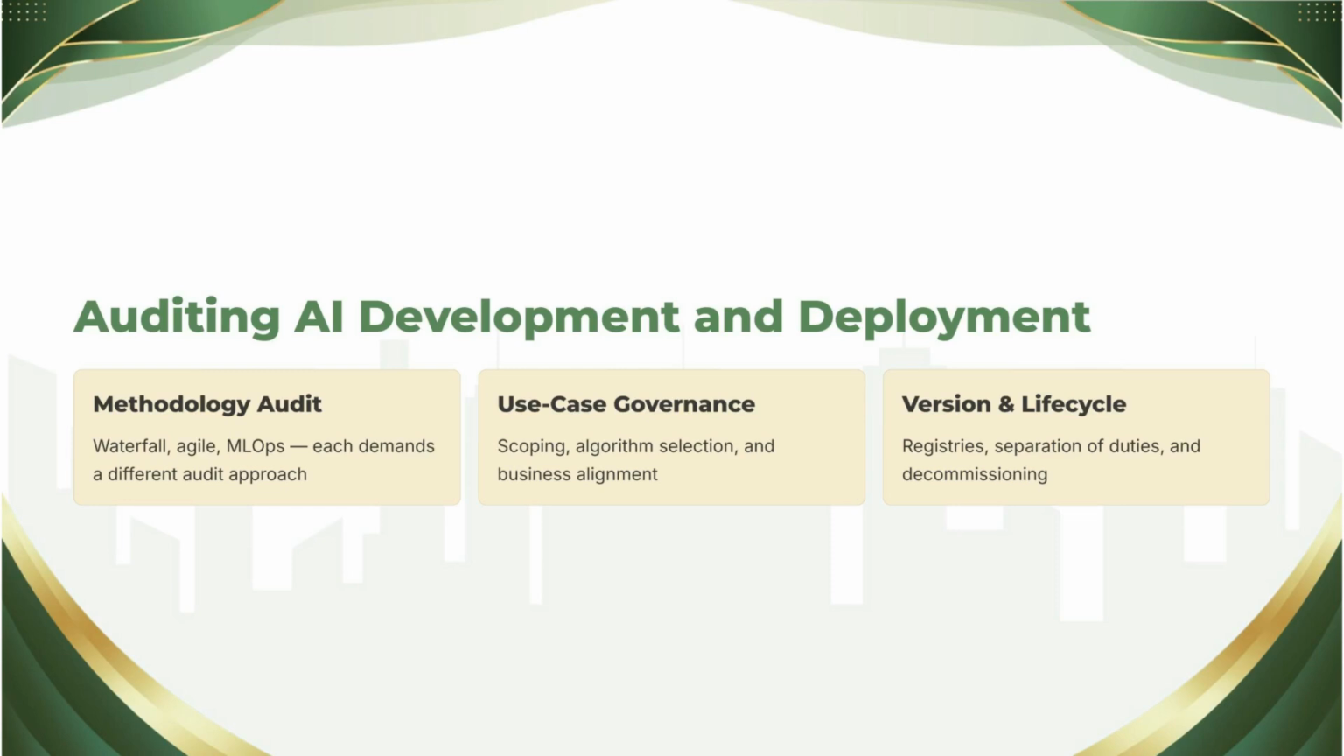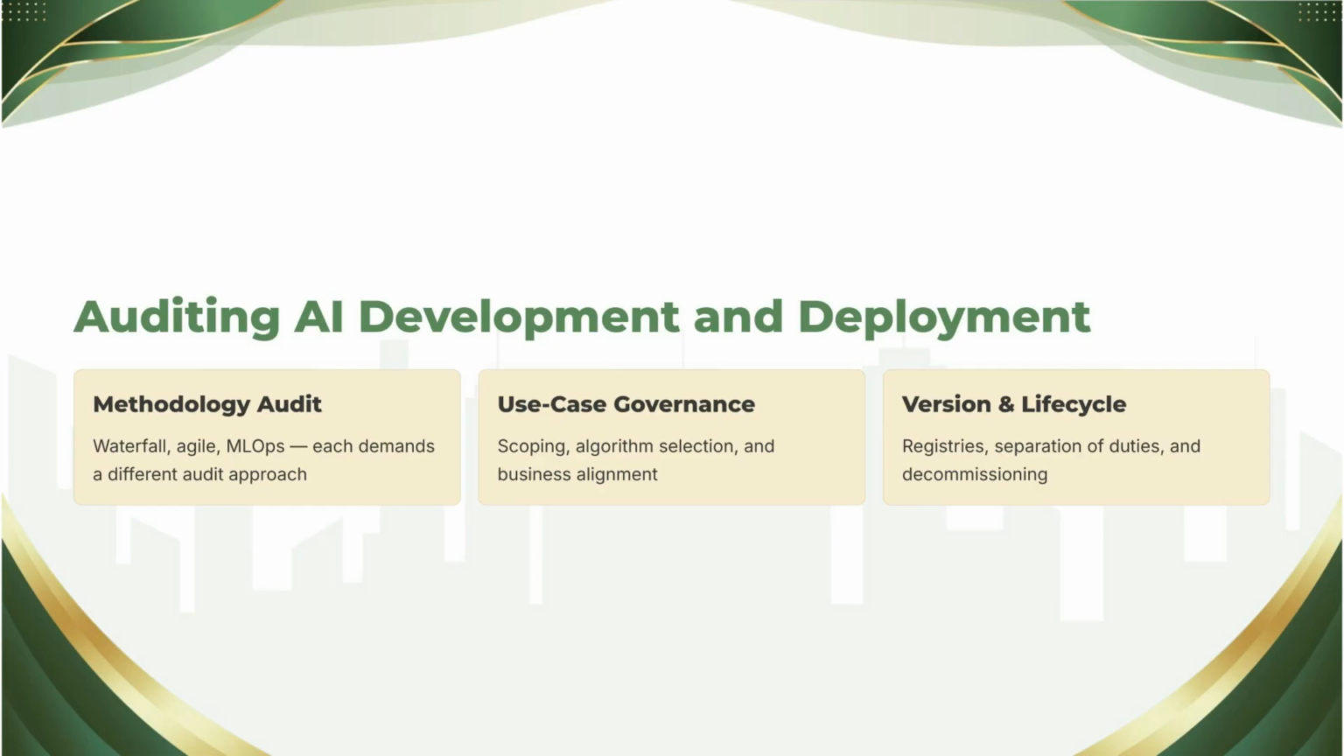Welcome back. We've audited the governance, the risk, the privacy, and the data. Now we walk into the workshop itself, the place where models actually get built and shipped. This chapter is about auditing AI development and deployment, and it's where your classic systems audit instincts meet the strange new rhythms of machine learning.